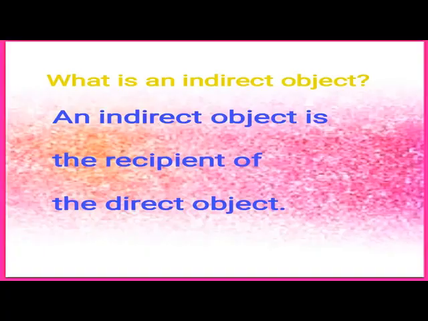Okay, after learning what a direct object is, now we are going to understand what an indirect object is. Look on your screen. An indirect object is the part of a sentence which is the recipient of the direct object. Children, recipient means one who receives. And receives what?